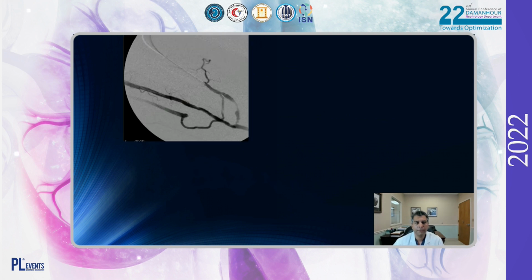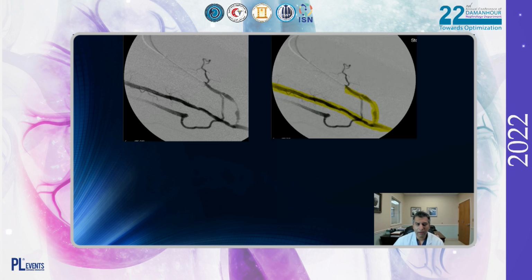Here we have an immature fistula, and it's actually a fistula that connects from the brachial artery to the cephalic vein. The images are a bit difficult to understand. However, if you follow the highlighted areas here, the brachial artery is at the bottom, and we have this connection to the cephalic vein here.